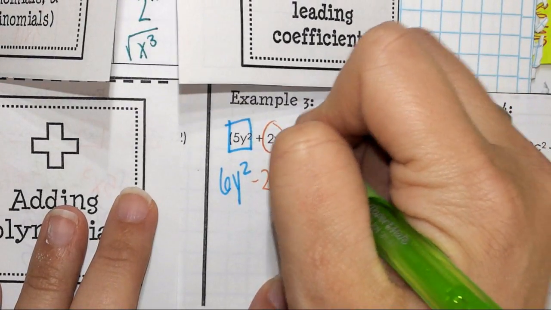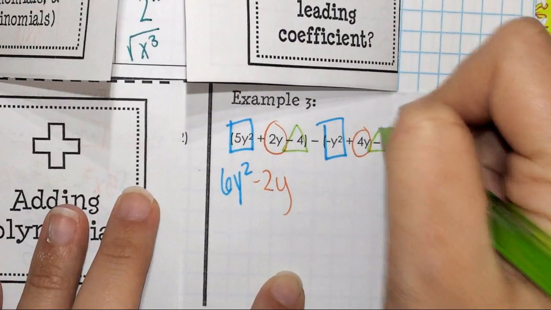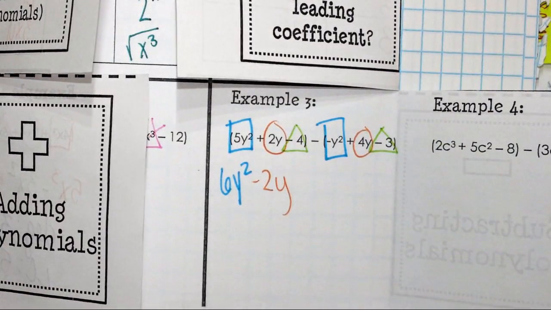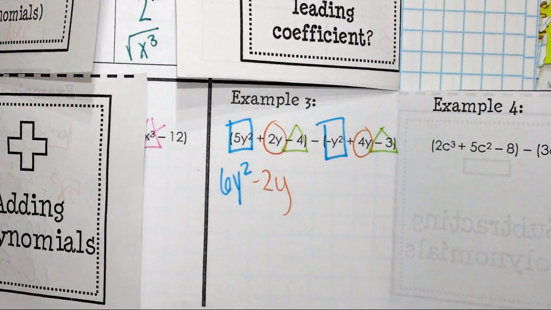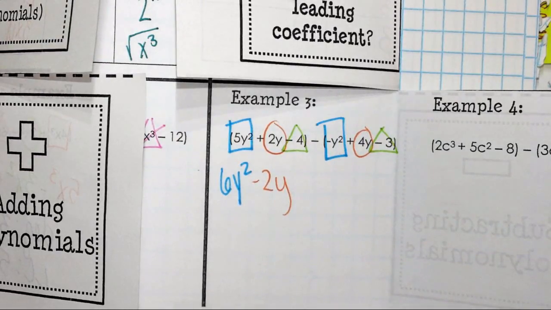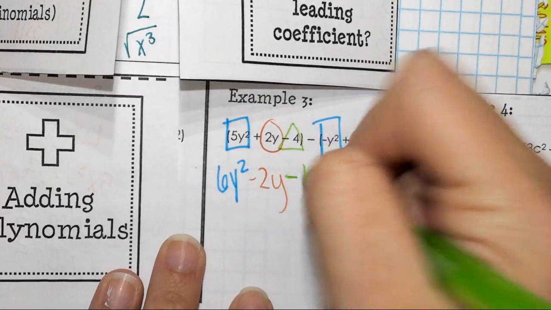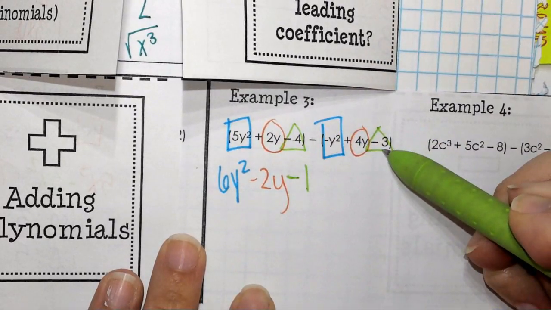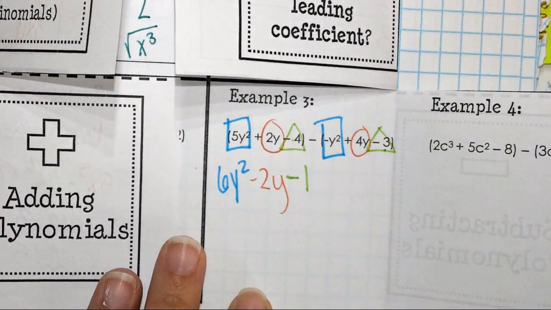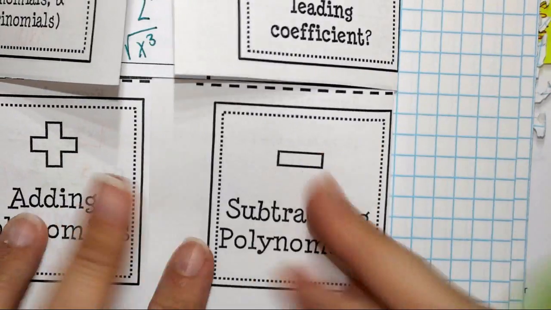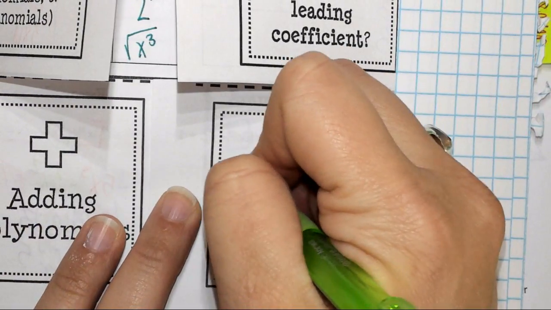And then finally, we have negative 4 minus a negative 3. What's negative 4 minus a negative 3? Negative 1. Good. It's negative 4 minus a negative 3. So watch your signs on these. And let's write that on the outside. Watch your signs.